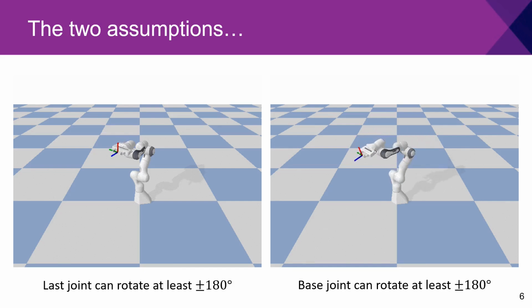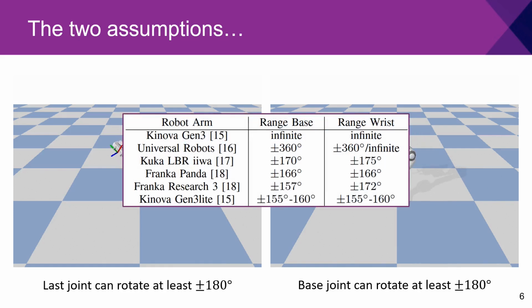We make two key assumptions. First, we assume that the wrist joint can do a full rotation, which allows us to ignore the in-plane rotation. Second, we assume that the base joint can do a full rotation as well. These assumptions hold true for many common 6 and 7-axis robots, but not for all, including the Franka Panda that we see in this animation. Let us stick with the assumptions for now, and we will explore this further.